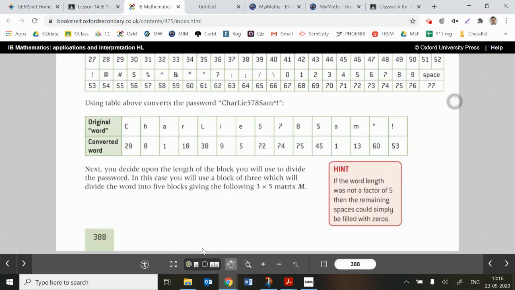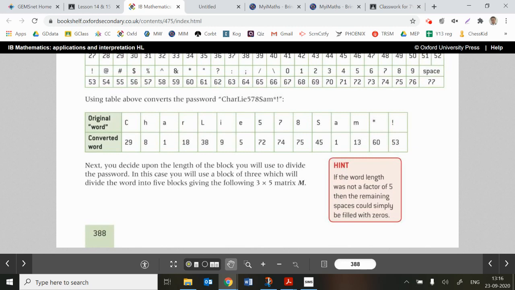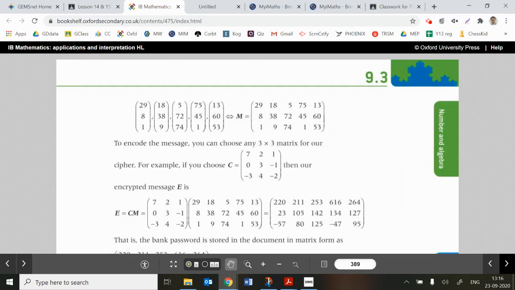And then you can encrypt that by using a matrix encryption. So you could change this password, where there's 15 letters there, into a 3x5 matrix. It's up to you how you wish to do that, or up to the bank rather. But in this case, they're choosing to split that into a 3x5 matrix, because there's 15 numbers there, and the way in which they're doing it is putting 29, 8, and 1 into the first vector, if you like, and then combining them as an entire matrix there.